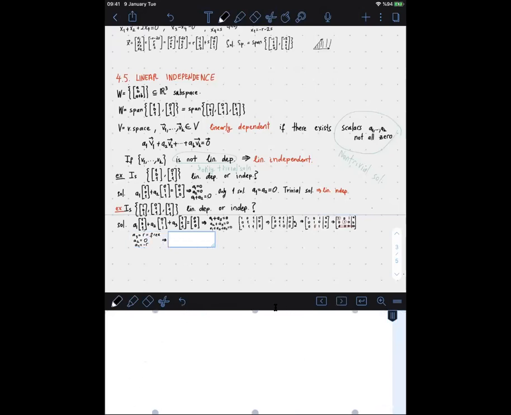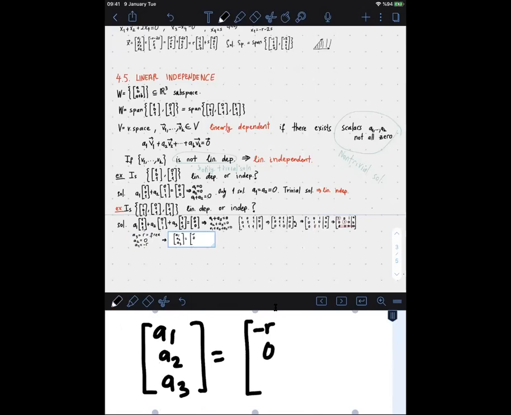So we have infinitely many solutions for this system: (a1, a2, a3) is (minus r, 0, r). For any r, we get a solution. So we have infinitely many solutions to this system, meaning that the set is linearly dependent. For linear independence, we want only the zero solution. We want only (0, 0, 0) to be a solution.